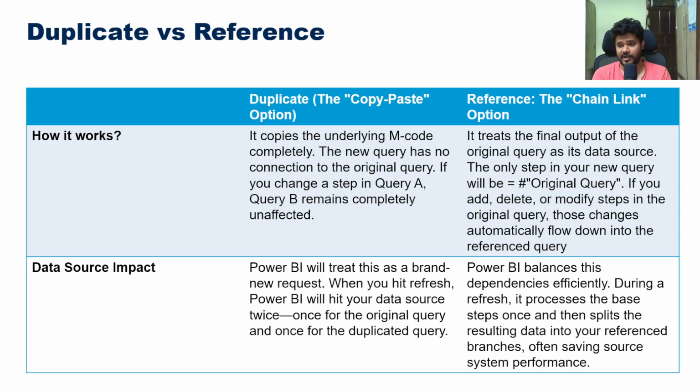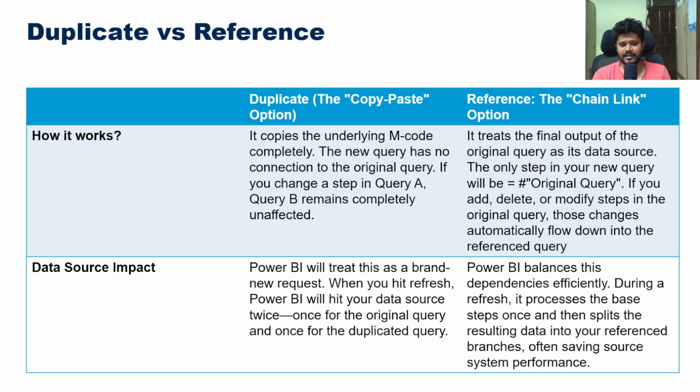That's the duplicate option. Talking about the reference option, it treats the final output of the original query as its data source. The only step in your new query will be the original query, and if you add, delete, or modify any steps in the original query, it will automatically get applied in the referenced query. We will see this with an example in Power BI Desktop. I just want to cover this in theory so that you understand the basic difference between the two options.